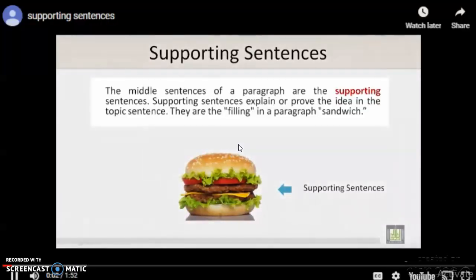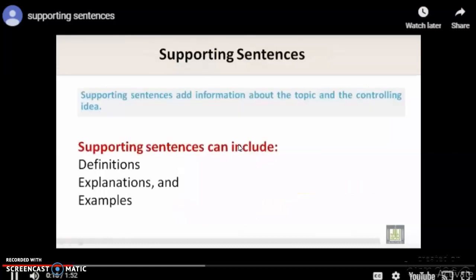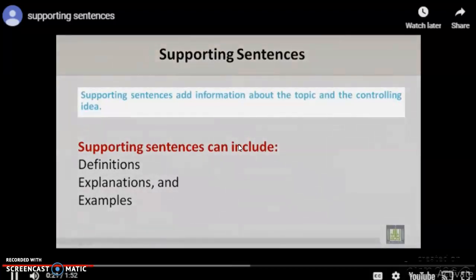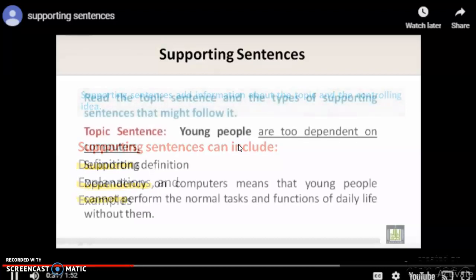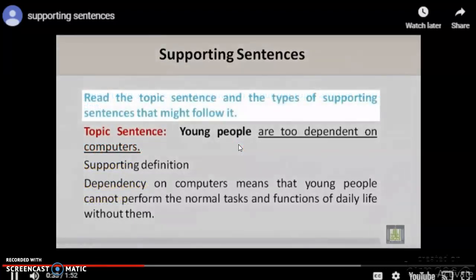Supporting sentences. The middle sentences of a paragraph are the supporting sentences. Supporting sentences explain or prove the idea in the topic sentence. They are the filling in a paragraph, a sandwich. Supporting sentences add information about the topic and the controlling idea. Supporting sentences can include definitions, explanations, and examples. Read the topic sentence and the types of supporting sentences that might follow it.